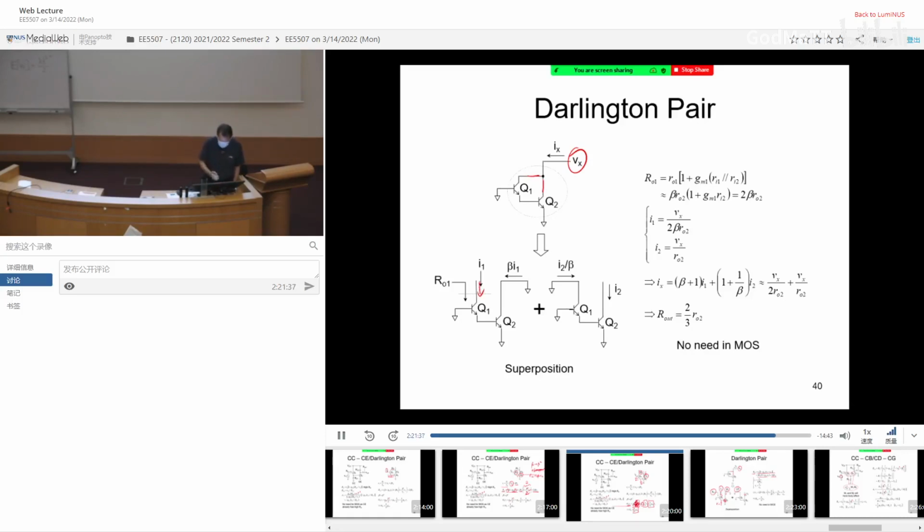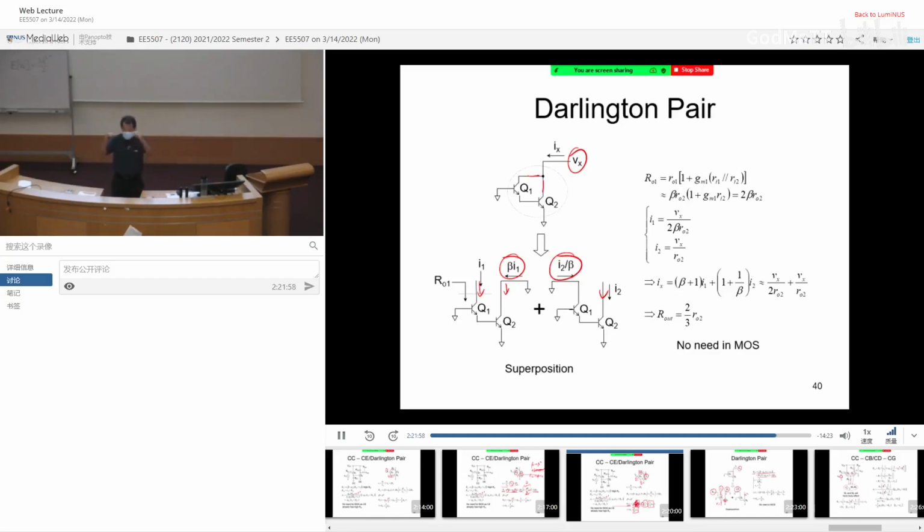When the current only goes through Q1, we already know what will happen to Q2. The current is simply amplified by beta I1 times. So there is one effect, right? Now the second effect: let's assume the current only goes through Q2. If that is the case, I can also deduce what is the current in the Q1 branch.